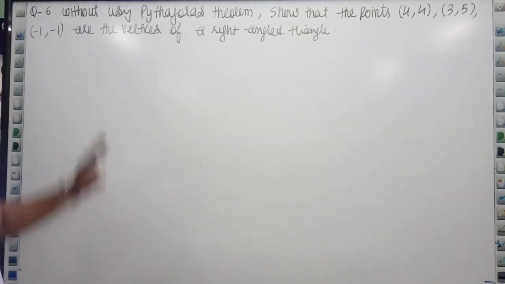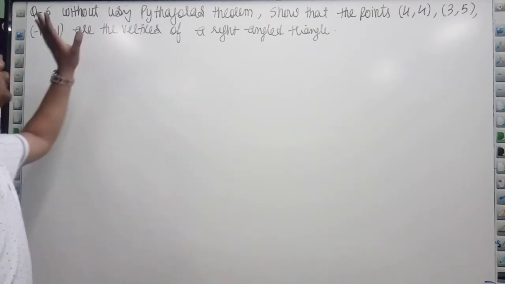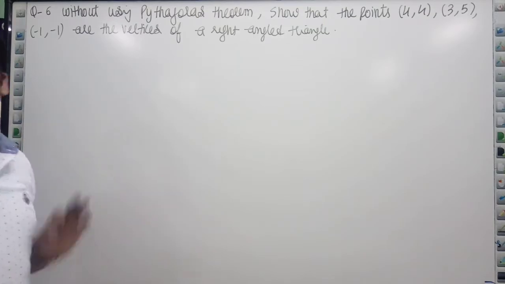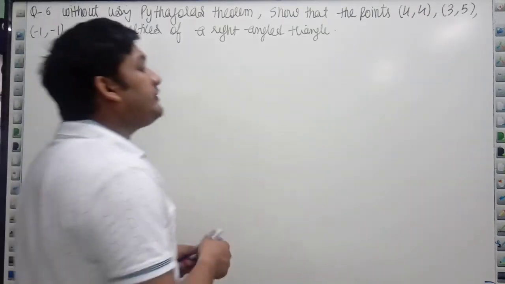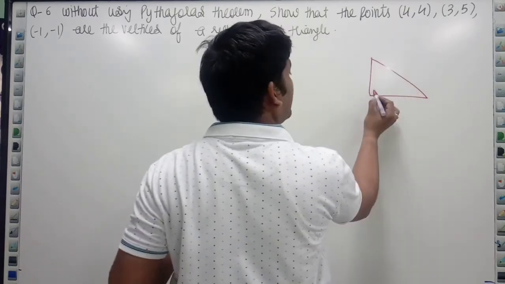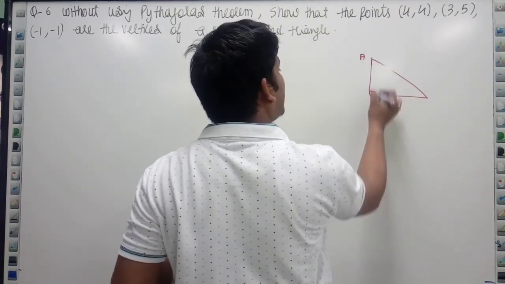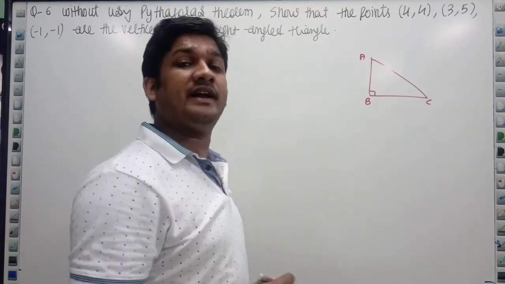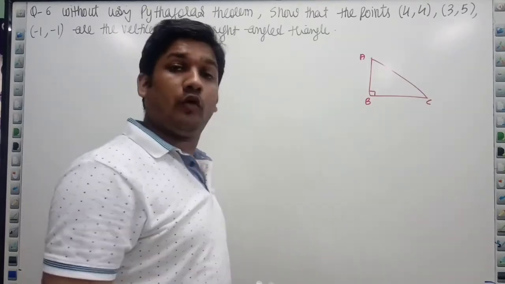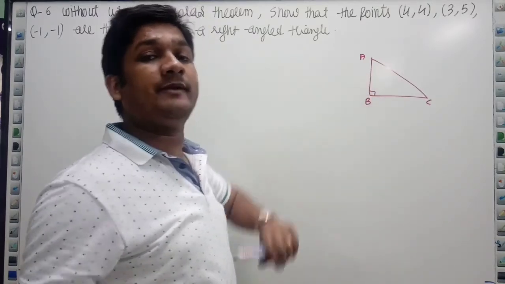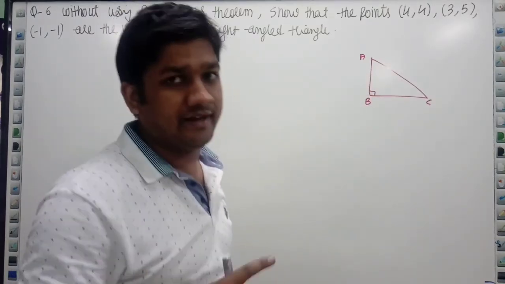Question number 6: without using Pythagoras theorem, we need to prove these three are the vertices of a right angle triangle. Now what do we know about a right angle triangle? In a right angle triangle one angle is 90 degrees. Which vertex has the right angle we don't know, but we know that out of the 3 angles, one is 90 degrees.